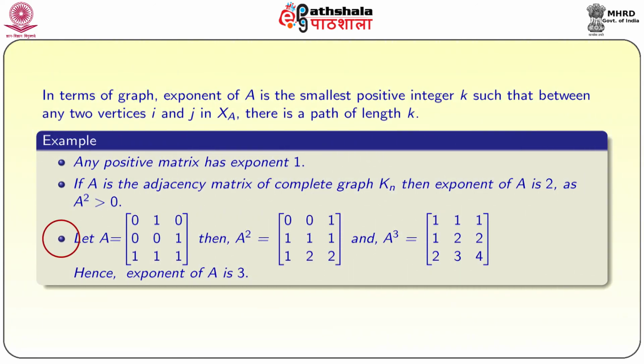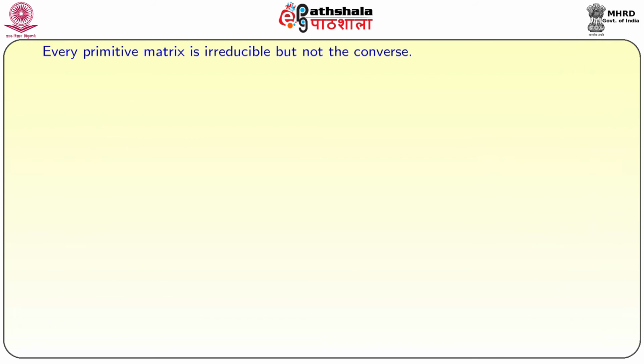Let A be equal to [0 1 0; 0 0 1; 1 1 1]. You can easily check that A square is still non-negative but not positive. A cube is a positive matrix, hence the exponent of A is 3 in this case. Every primitive matrix is irreducible but not the converse.